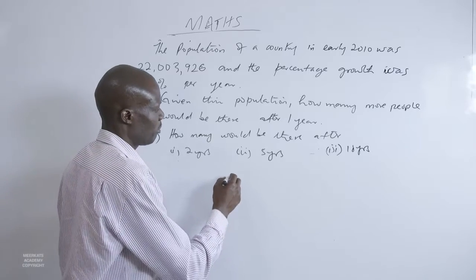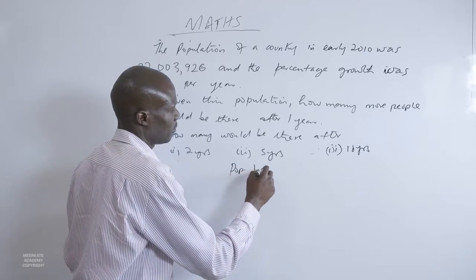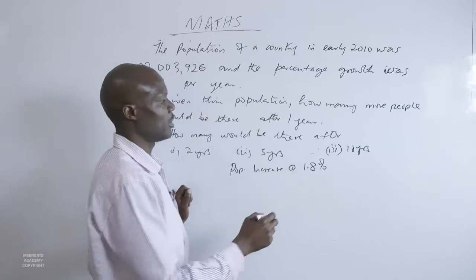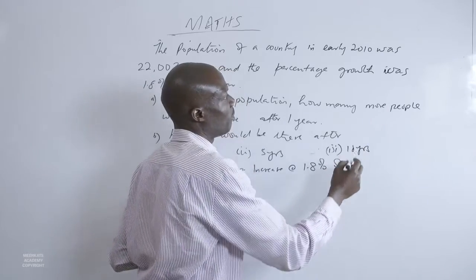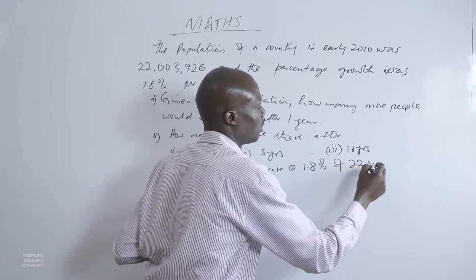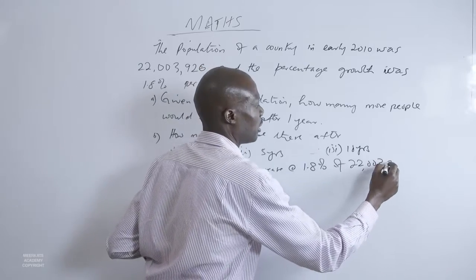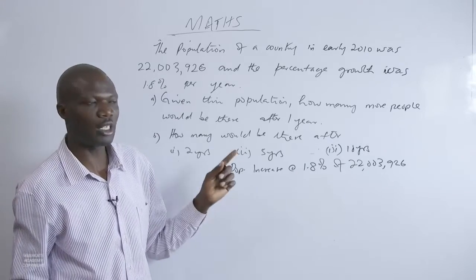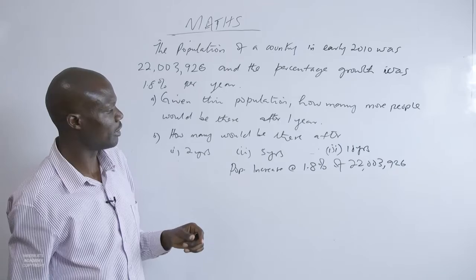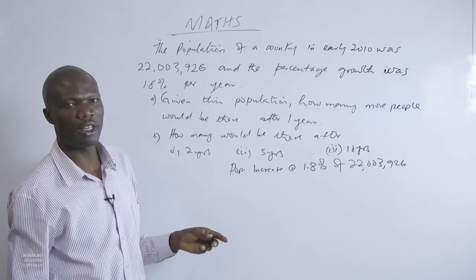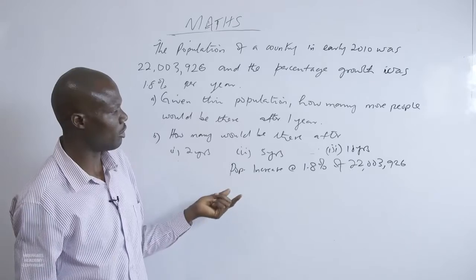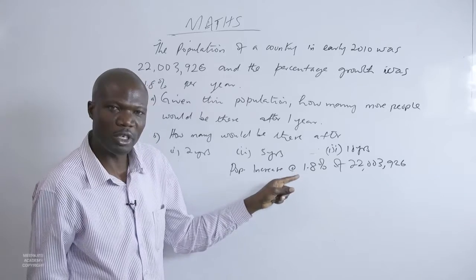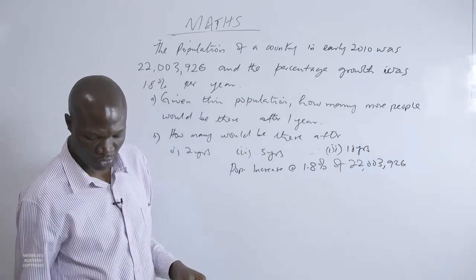So if the population increases at 1.8%, and this is of the total population, which is 22,003,926, we need to find what is 1.8% of this population, and then we find the end of 1 year. So what is 1.8% increase of 22 million?